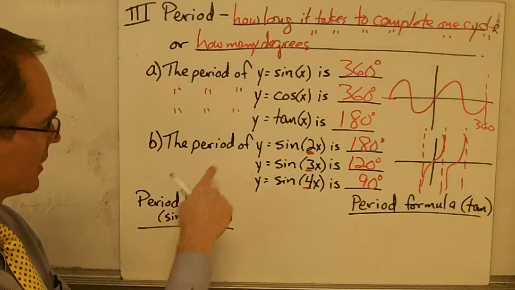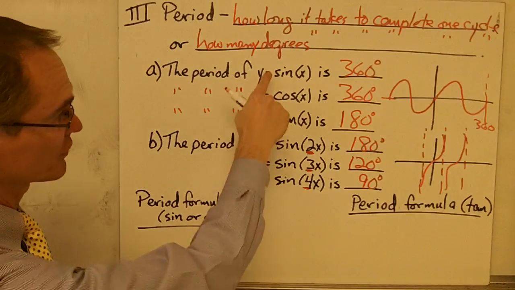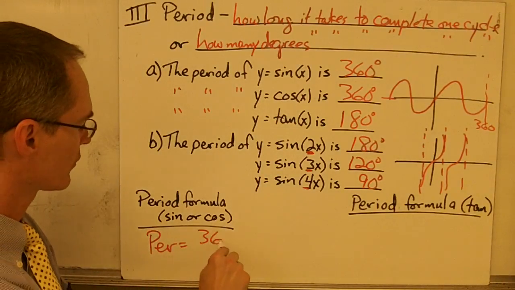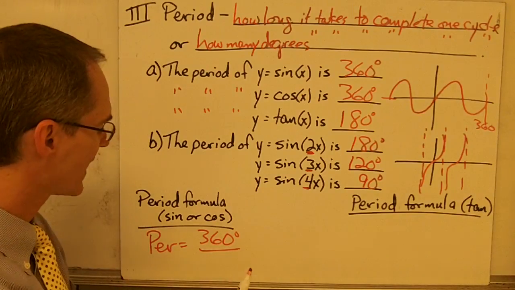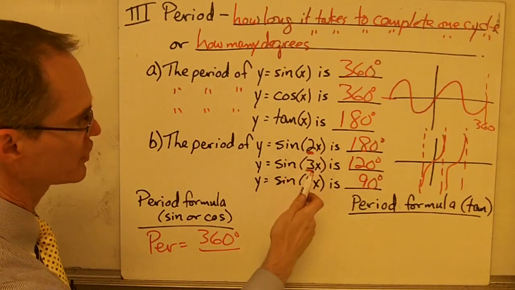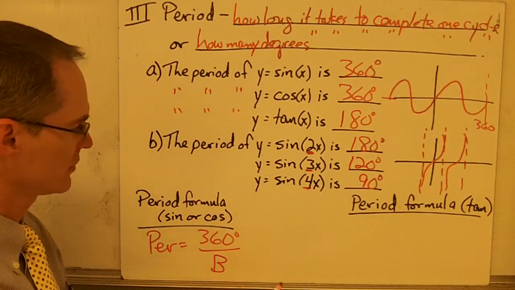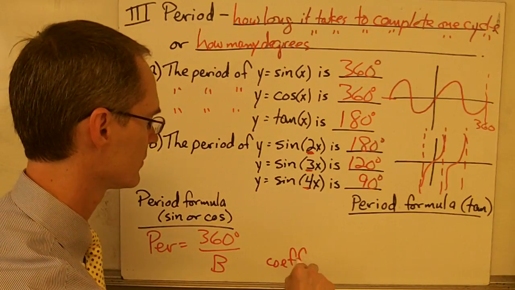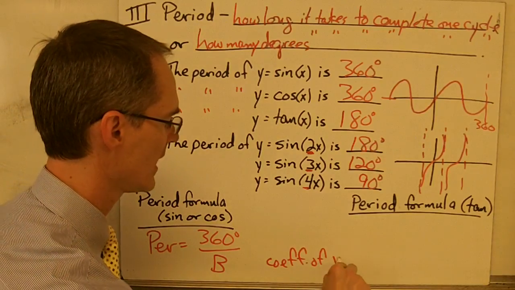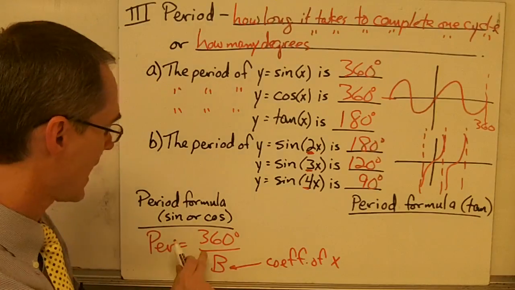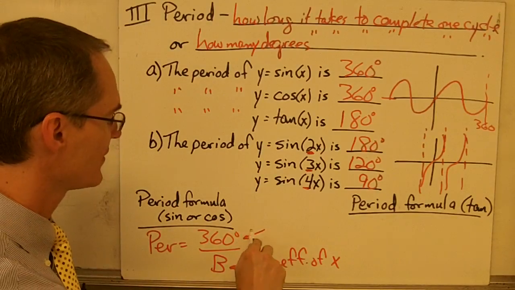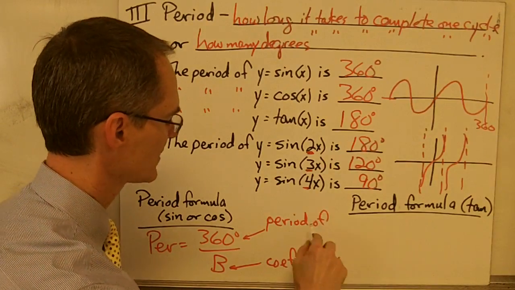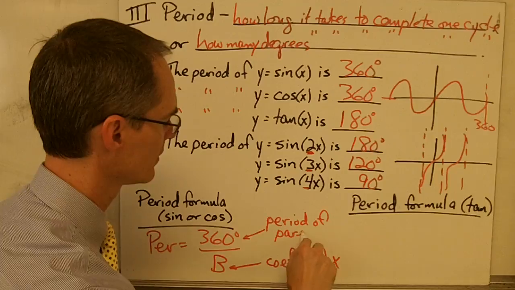So the period formula, and this works for sine or cosine: the period of a sine or cosine function, we just say is 360 degrees divided by b. I'm just going to call this coefficient number here b, just to have something to call it. And the b is just the coefficient of x. And this number here, the 360 degrees, that's the period of the parent function.